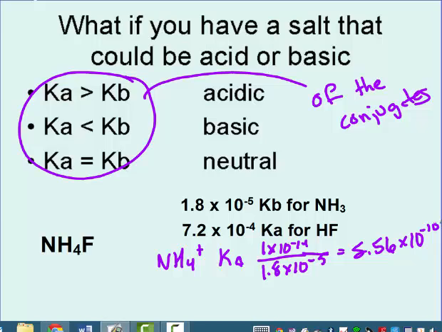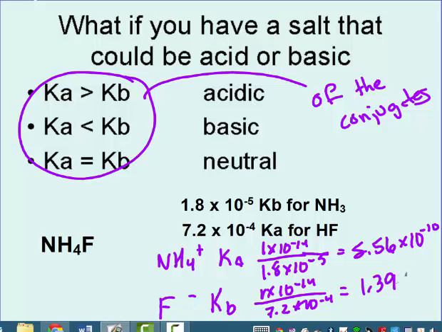NH3 is like our main weak base. And then HF, or our F negative, we need the Kb for it because it came from a weak acid. So this must be a base. We do the same thing, 1 times 10 to the negative 14 over that. So what's the Kb? Times 10 to what? So which one of those is bigger, negative 10 or negative 11? Negative 10. So our Ka is bigger than our Kb, therefore it is stronger and it's acidic.